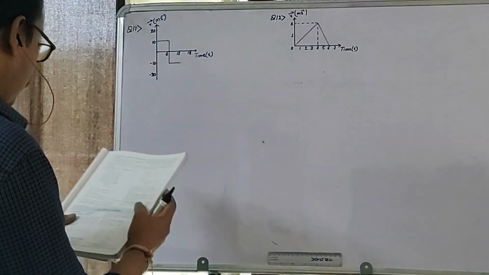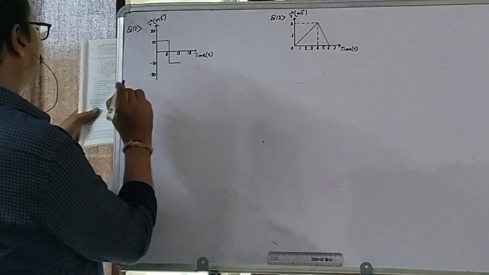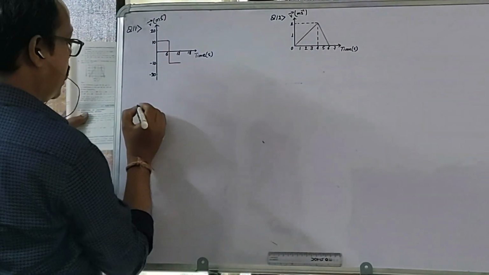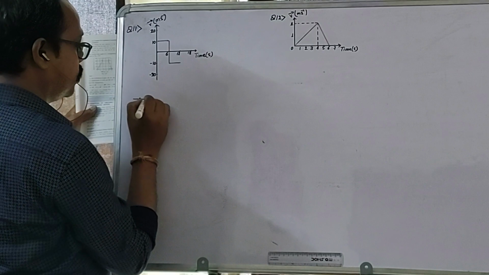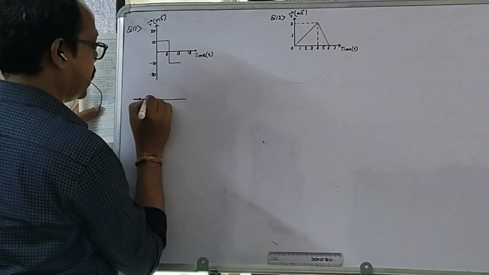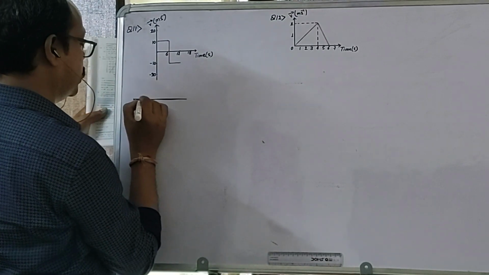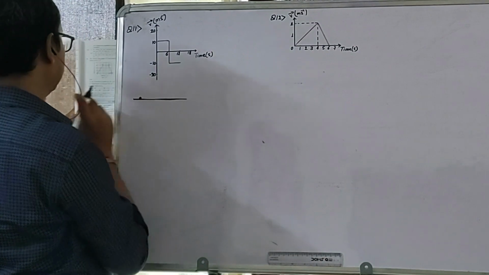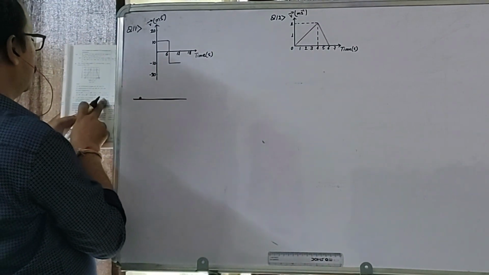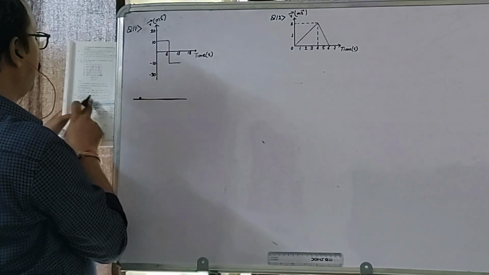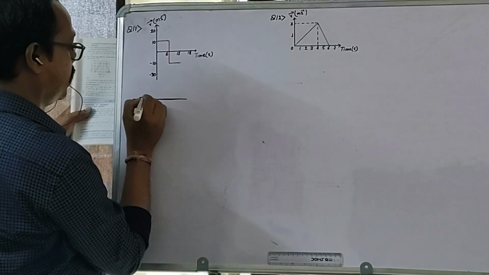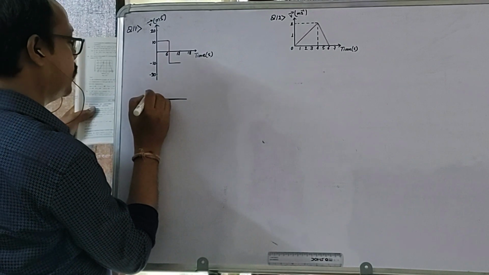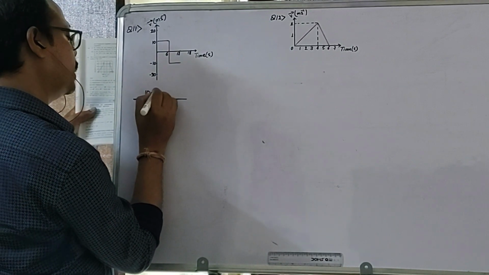The problem says that a ball moves on a smooth floor in a straight line with a uniform velocity of 10 meter per second. At what velocity is it moving? It is given that it is moving at a velocity of 10 meter per second.